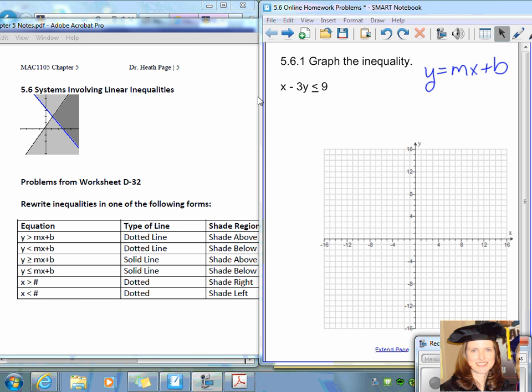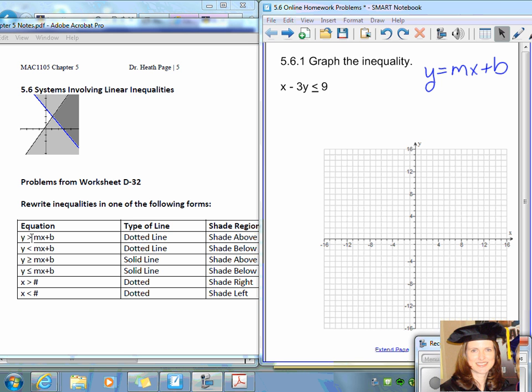Now the way we graph a linear inequality is to evaluate the inequality by solving for y. We want to solve this whole equation for y, and then we're going to get it into this form over here. Either y is greater than mx plus b, y is less than mx plus b, y is greater than or equal to mx plus b, or y is less than or equal to mx plus b. Now these are from the course notes. You can find those on Blackboard.